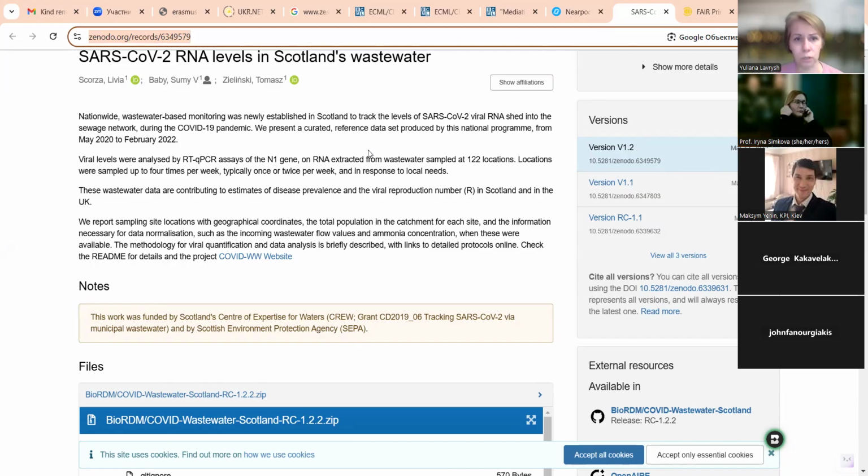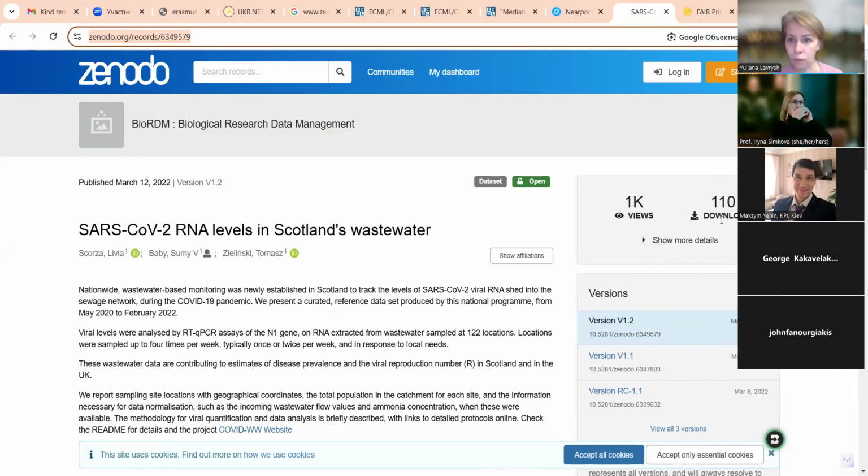You don't need to sign in to this website. So it's just open. If you wish, you upload it, and you can see how many downloads, 110 downloads, and a lot of views. So it really demonstrates this accessibility. And you can see this sign, which means that it is open access, which allows accessibility.